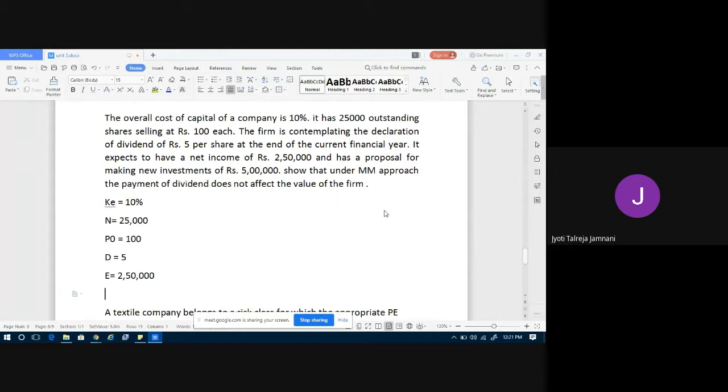And investment is 5 lakh. Show that under approach, the payment of dividend does not affect the value of the firm.